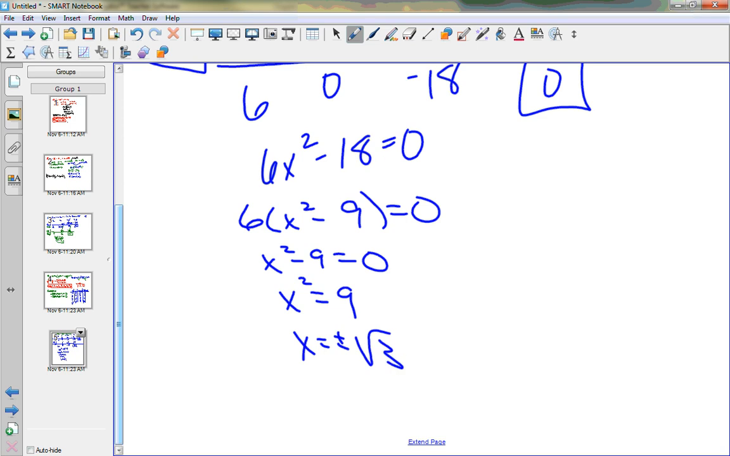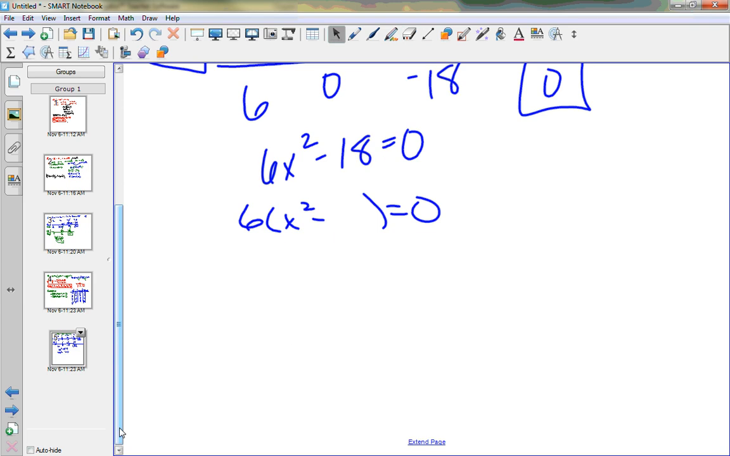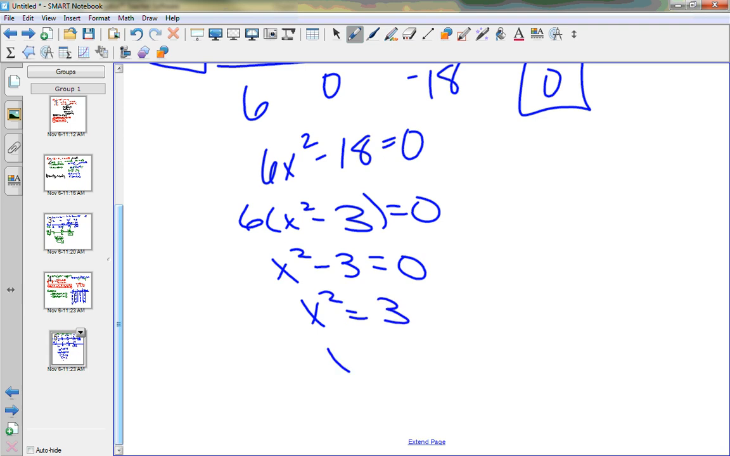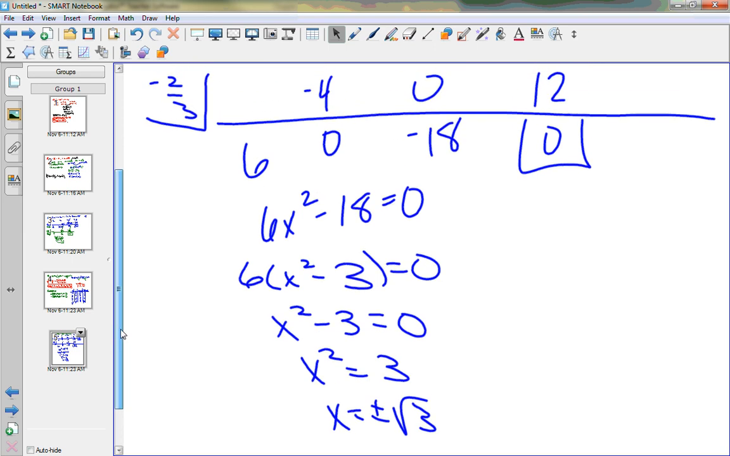Did you see that? I pulled it out. That was my GCF. That gets me this: x squared minus 3 is equal to 0, which gives x squared is equal to 3. That's the right answer. All right, it makes sense. Sorry, I divided in my head, and took the square root of 9 in my head.